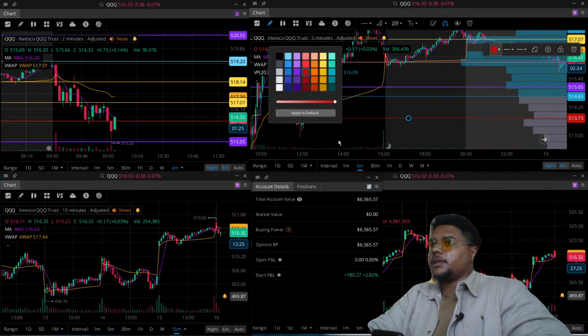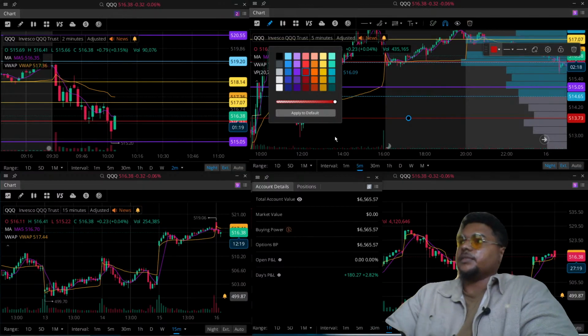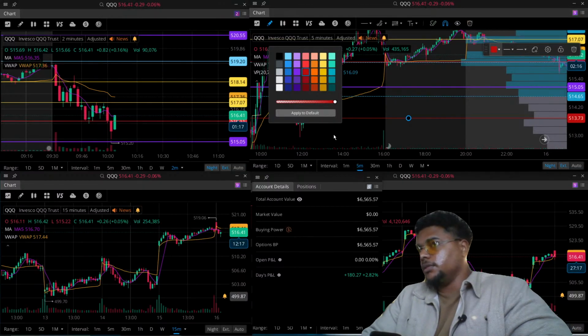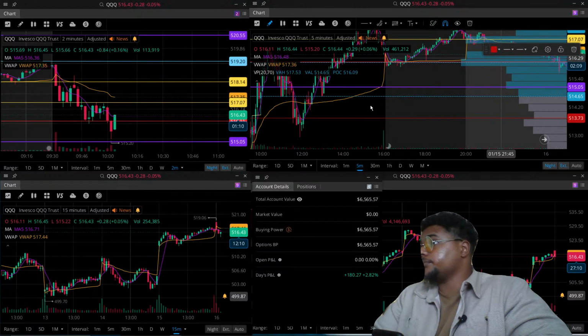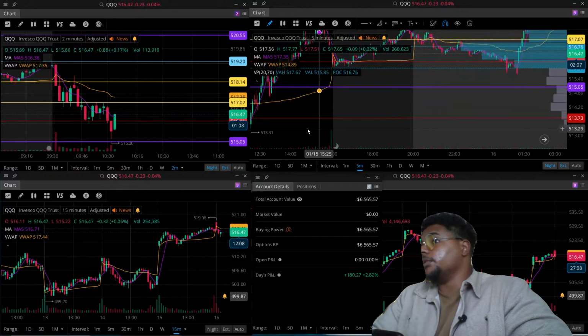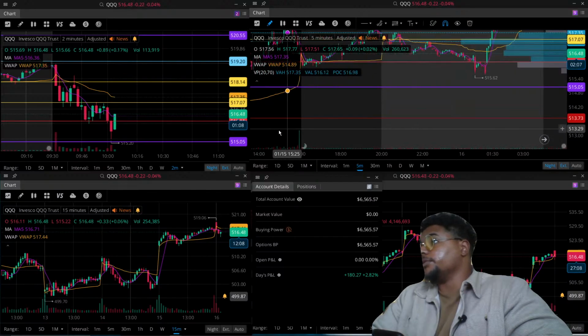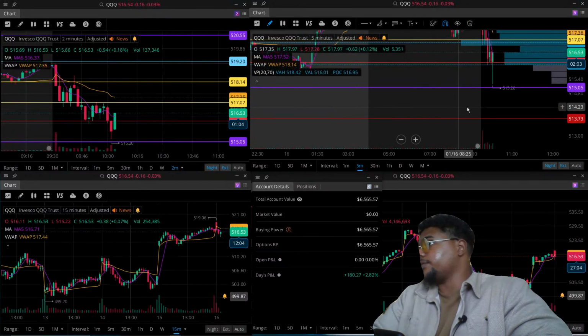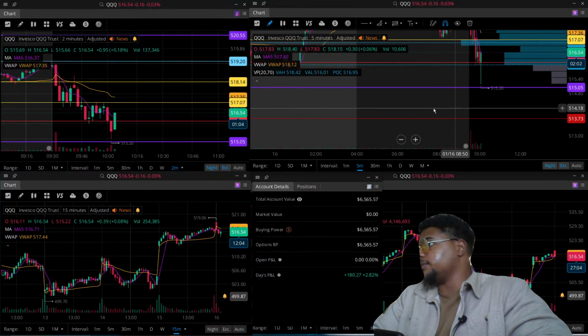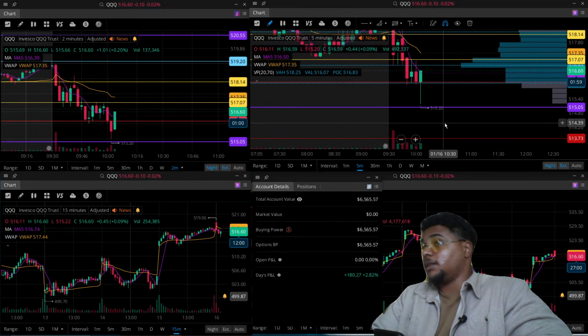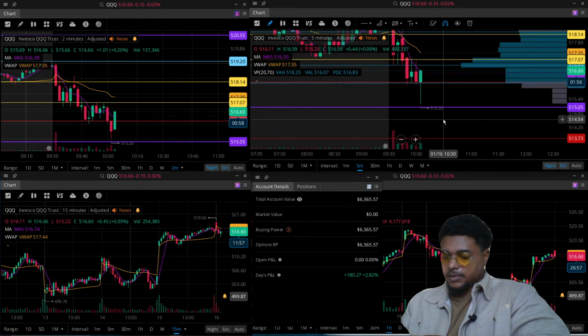And that 515 level was actually quite significant for the past couple of days. So it is a key area of support, right? And I did expect this bounce. But a break below that would just mean that it probably is just gonna crash. A big green candle like that though, that's a bounce. That's definitely a bounce.